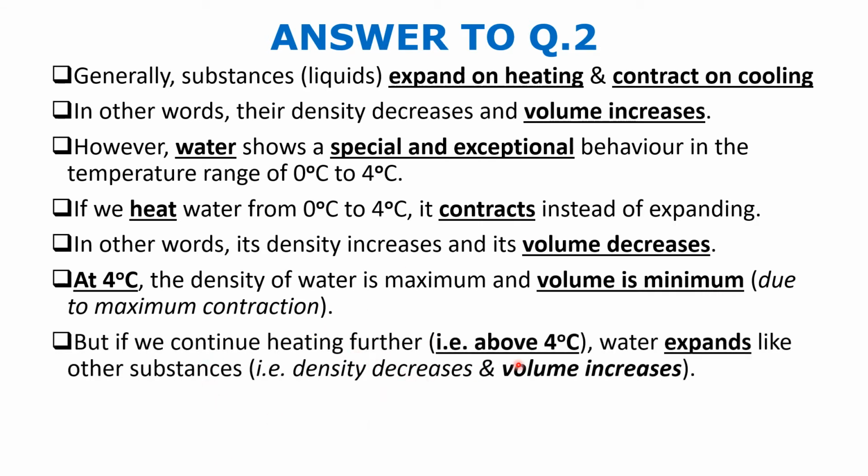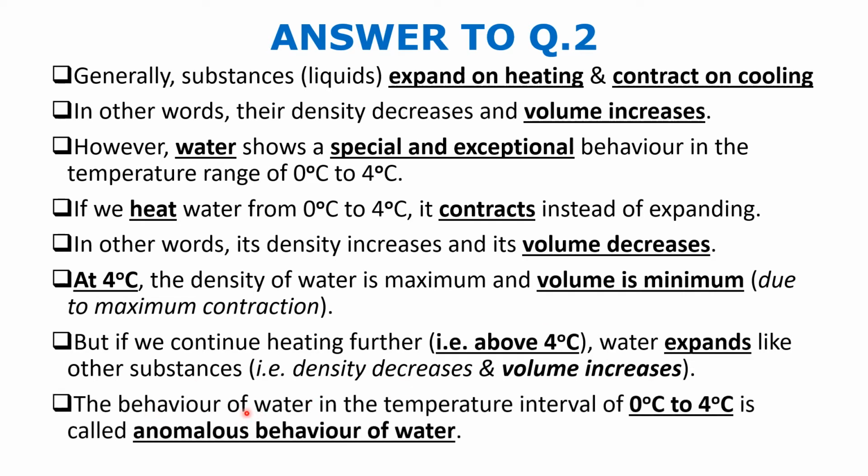But if we continue heating the water further, that is above 4 degrees Celsius, it expands like other substances. So as you can see, after 4 degree, the graph is again going upwards. So water expands like other substances. In other words, the density decreases and volume increases. That's why volume is increasing. Can you see it is going up? So all the keywords, I have underlined or made in bold letters. And then finally you will say the behavior of water in the temperature interval of 0 degree to 4 degree Celsius is called anomalous behavior of water.